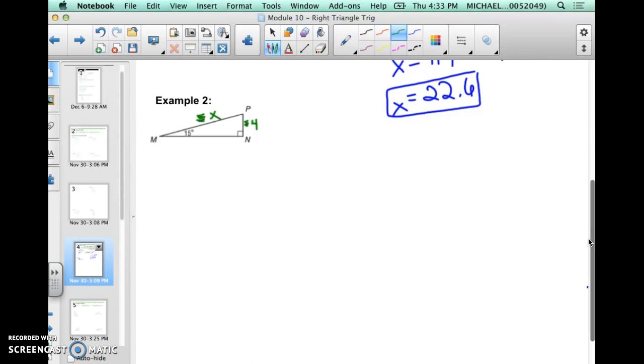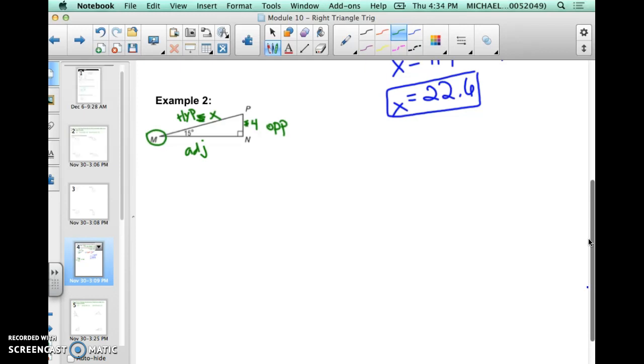I first need to label my triangle in reference to the given angle, which in this case is m. M is 15 degrees. So I need to label hypotenuse, opposite, and adjacent. Hypotenuse is always across the right angle, so that's the hypotenuse. And if you notice, the hypotenuse is my unknown variable x. That's what I'll be solving for. Then opposite of 15 is my given piece of information, 4. And then adjacent doesn't come into play here.